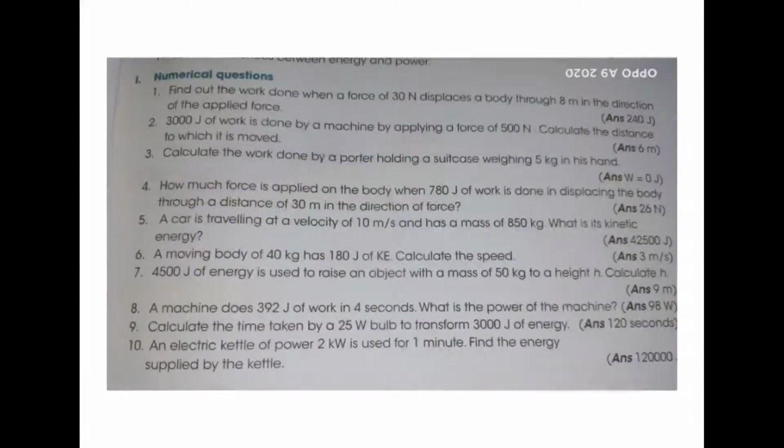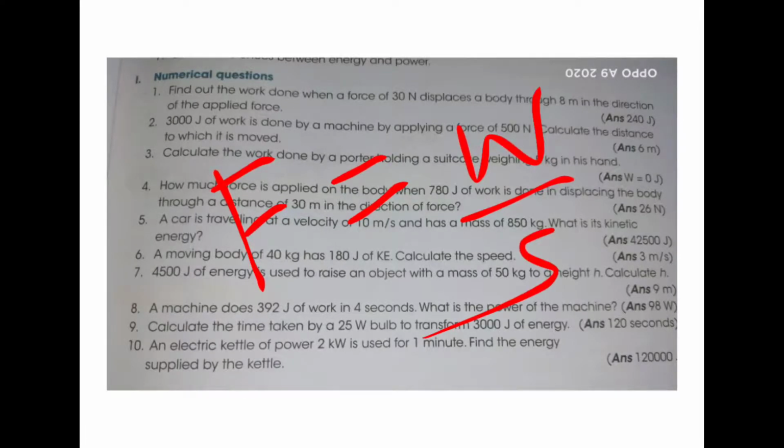How much force is applied on a body when 780 joule of work done is displacing the body through a distance of 30 meter in the direction of force? So same way again, force equals work done by distance. Substitute the values in place of work done and in place of distance, then you divide, you will get the answer.